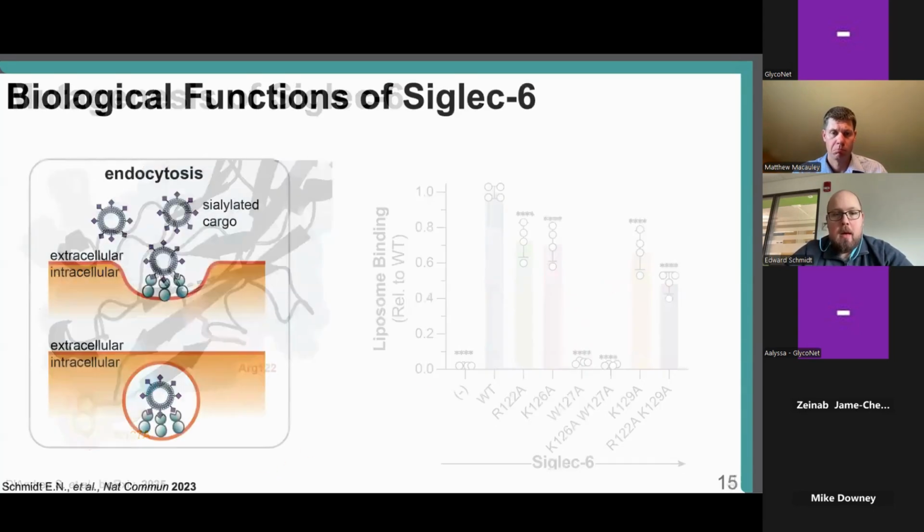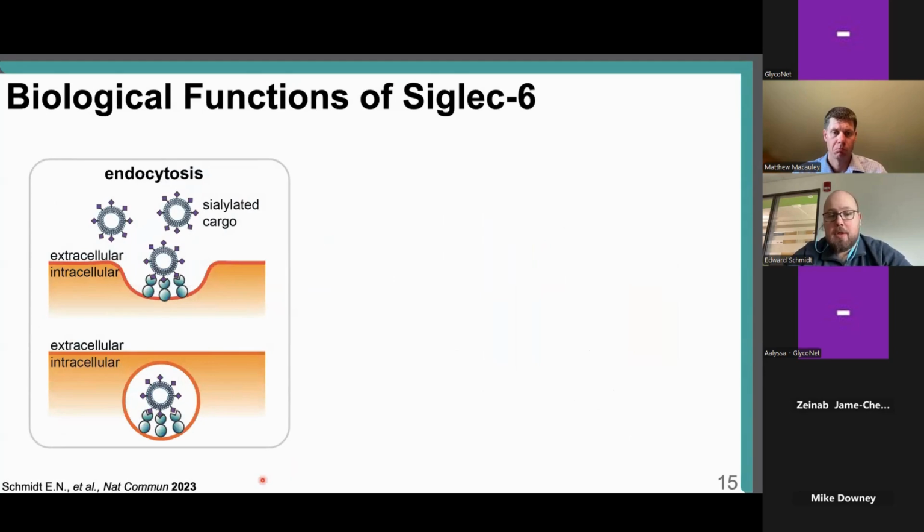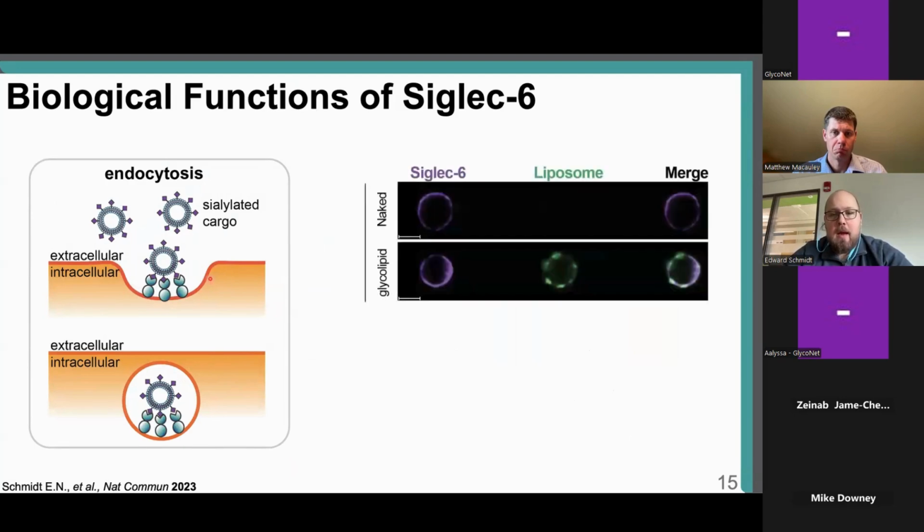We were also able to show, using our cell-based assay, that Siglecs can facilitate the endocytosis of extracellular cargo, such as extracellular vesicles. And this was done with the help of Dr. Kelly McCord. She did the imaging flow here, where we can see that in purple is Siglecs, and in green, this is liposomes. We also did this with EVs.